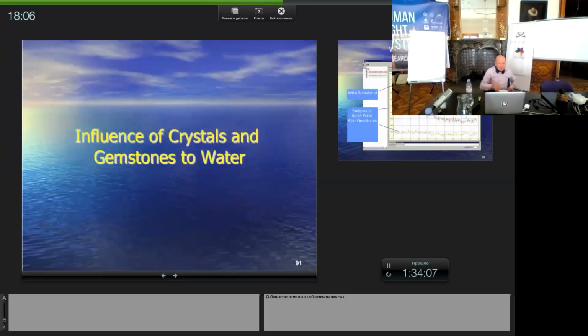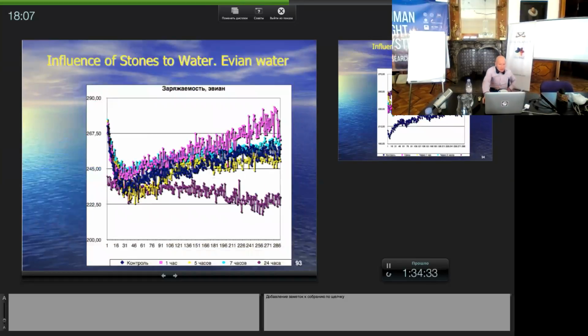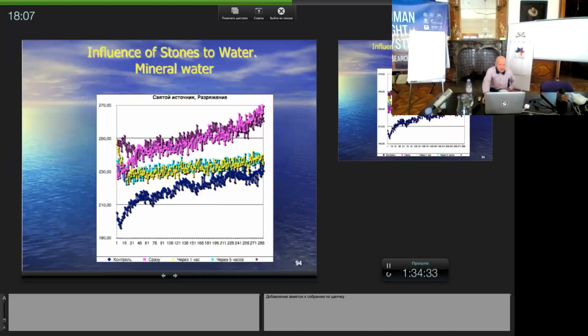Another big study was on the influence of crystals and gemstones on water. We measured an absolutely clear influence of gemstones on water. Of course, it's all done in laboratory conditions. Everything was absolutely pure, and it was clear that after you immerse a gemstone into water, it changes its properties. So it's a lot of data, a lot of experiments of this kind.